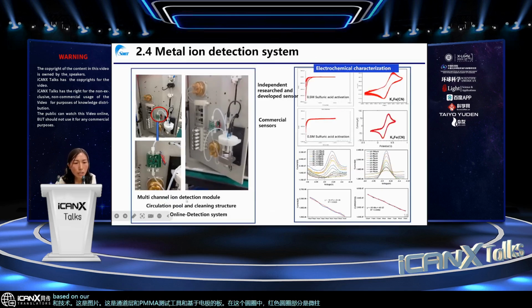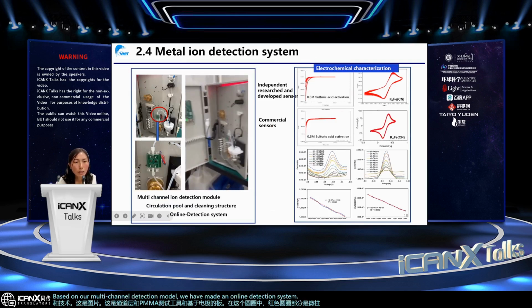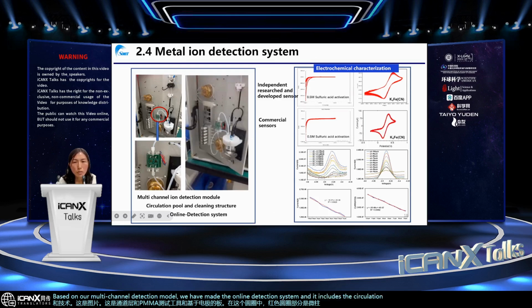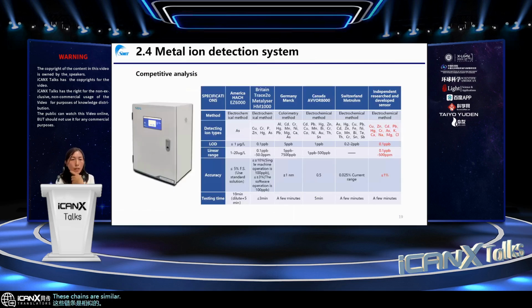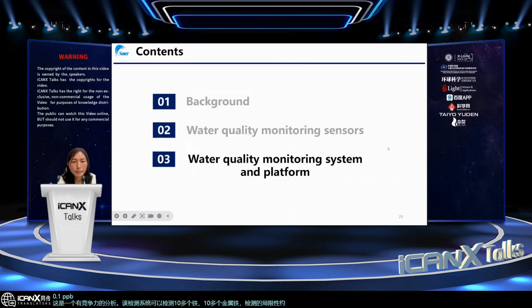Based on our multi-channel ion detection model, we have made the online detection system, and it includes the circulation pool and the cleaning structure. Compared with the commercial sensors, the electrochemical characterizations are similar. And this is the competitive analysis. This detection system could detect more than 10 metal ions with a limit of detection of about 0.1 ppb.